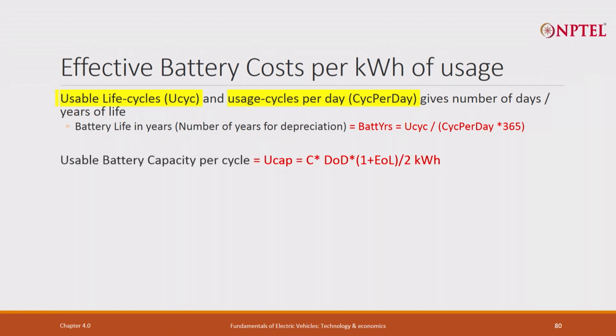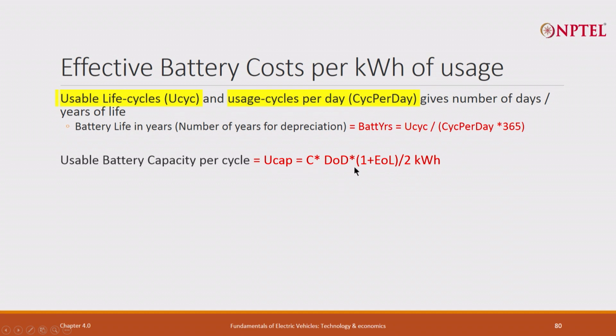What about usable battery capacity per cycle? Well, the maximum battery capacity that you can use is the actual capacity you started with, 1 kilowatt hour, 4 kilowatt hour, whatever, times the depth of discharge, because you are only going to use 85%. So, 85% multiplied by (1 plus end of life) divided by 2. Now, why have I done this? End of life may be 0.8, so 1 plus 0.8 is 1.8, divided by 2 is 0.9. On the average you are using 0.9. Of course, in the beginning you may use all of it, towards the end you will use only 0.8 of it.